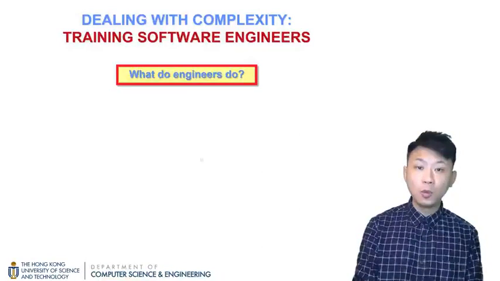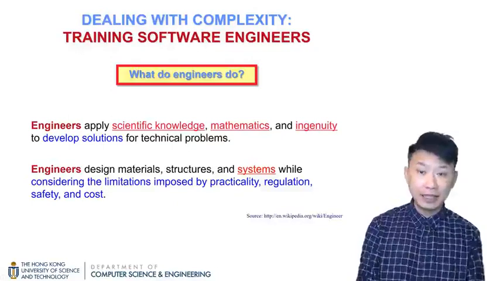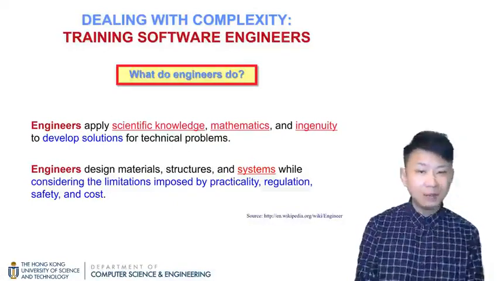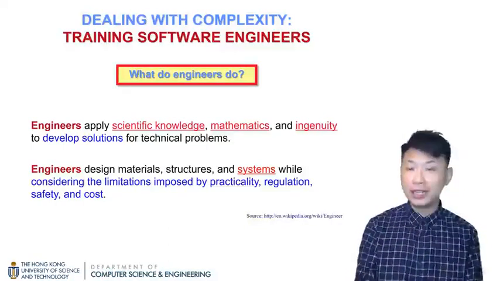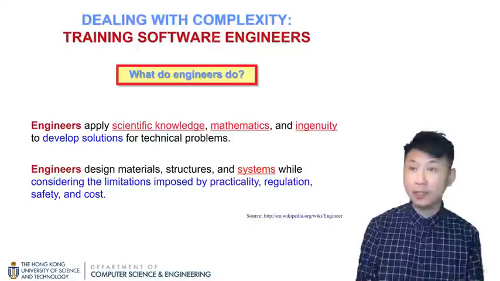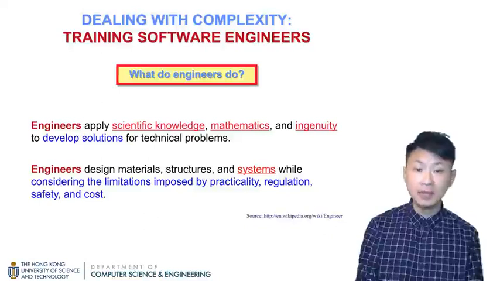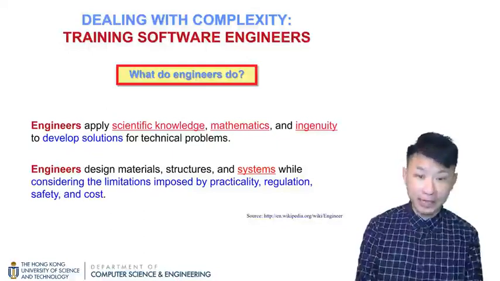So what do engineers do? Engineers apply scientific knowledge, for example mathematics and physics, and then develop solutions for technical problems. Engineers have to design, choosing the appropriate materials, structures, and systems while considering some limitations, for example the time and budget that you have for the project.